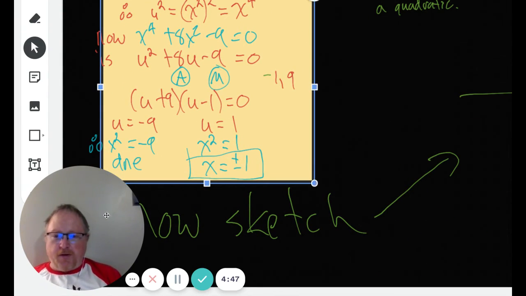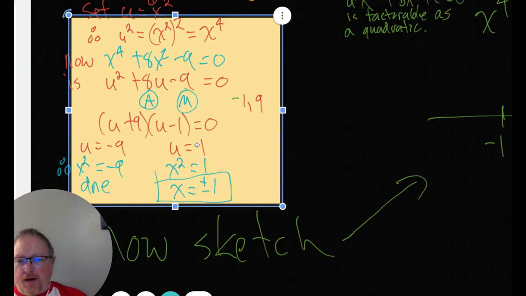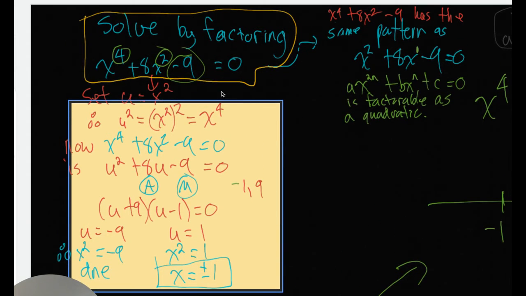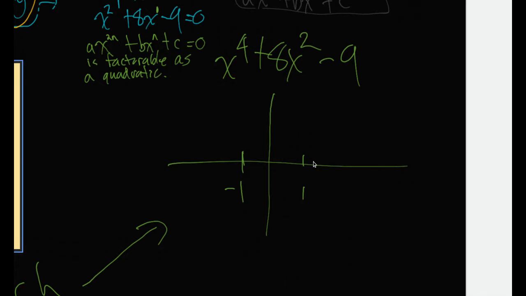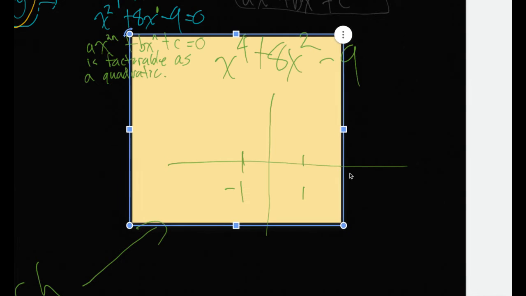Okay, so now what I'm going to do is do a sketch. So I know that I've got x-intercepts, so plus and minus 1. And I know the y-intercept is -9. So I'll bring this over here so you can see it a little better.